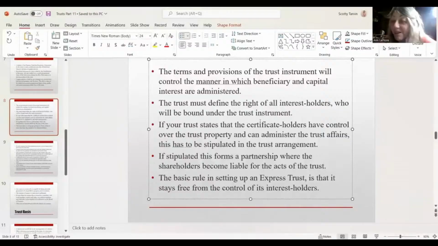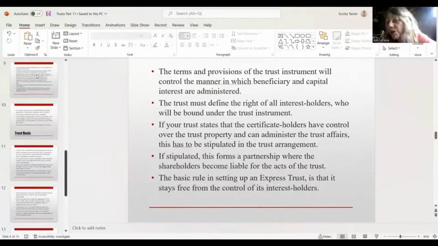The trust must define the right of all interest holders who will be bound under the trust instrument. If your trust states that the certificate holders have control over the trust property and can administer the trust affairs, this has to be stipulated in the trust agreement. If stipulated, this forms a partnership where the shareholders become liable for the acts of the trust. The basic rule in setting up an express trust is that it stays free from the control of its interest holder.